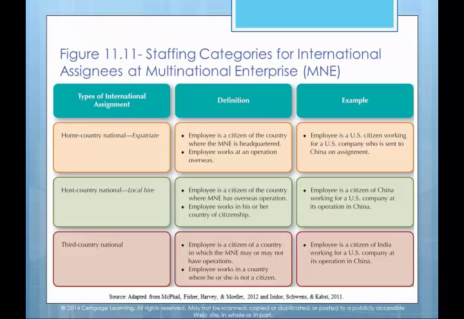And then a third country national, an example is an employee is a citizen of India working for a U.S. company at its operation in China. So you can tell that it can be very complex compensation category, but it works. It works for multinational companies, and it's more and more becoming the norm.